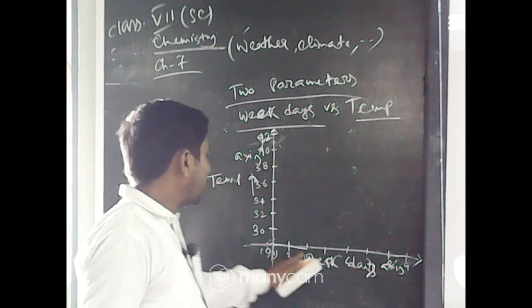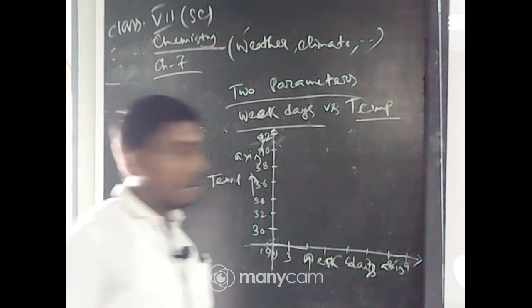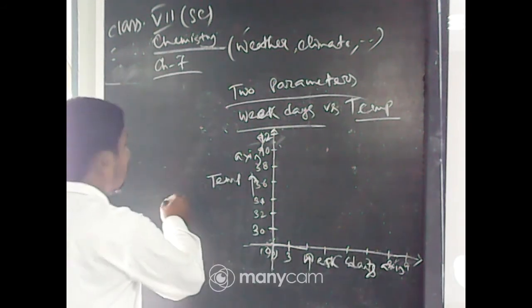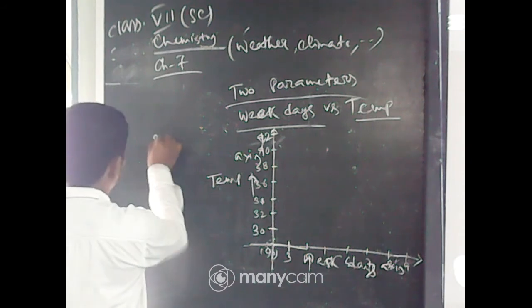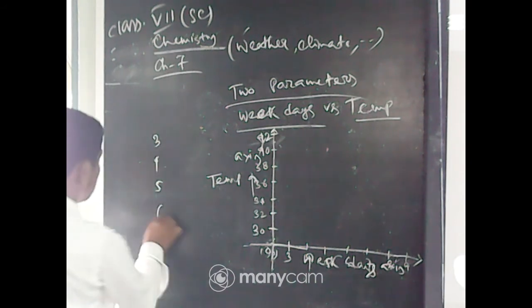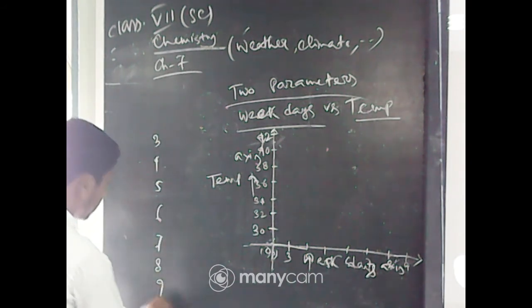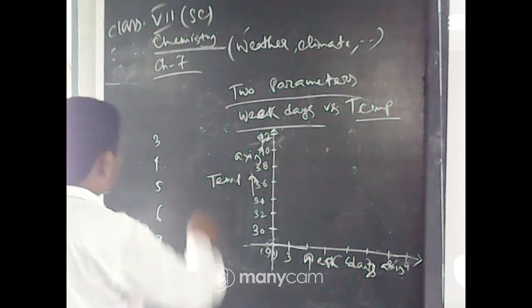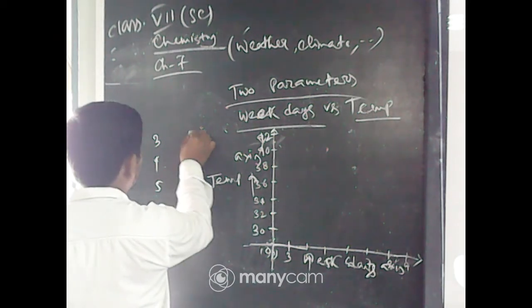Here every weekday is mentioned. Now the average is given, suppose in days 4, 5, 6, 7, 8, 9. In the weekdays the temperature is given, in 3 it is 40 degrees.